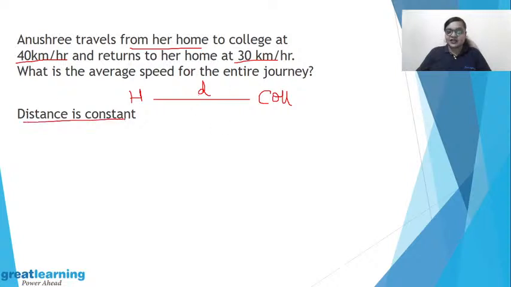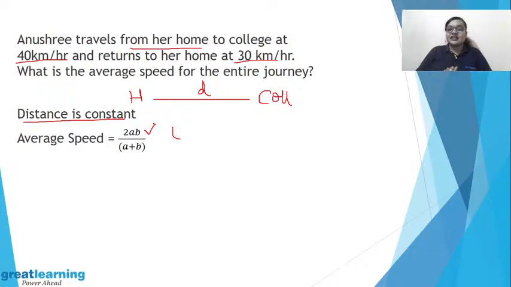So the distance is constant means for the average speed, we directly have a formula as well. That is nothing but double the product of the two speeds divided by the sum of the speeds, right? Let me tell you how this came into existence.